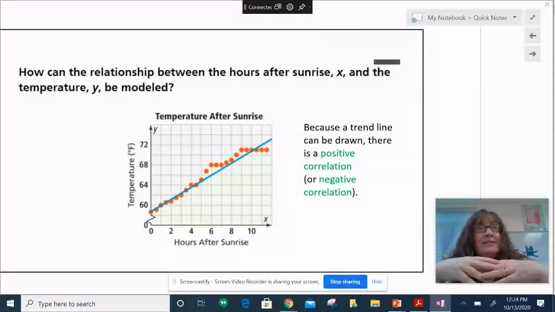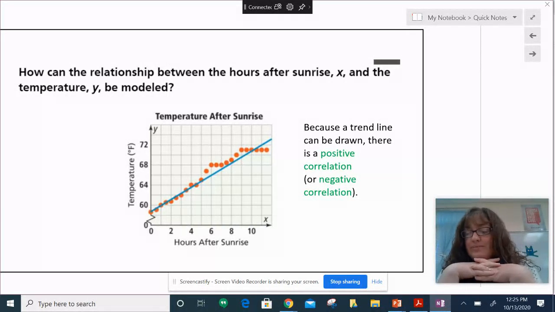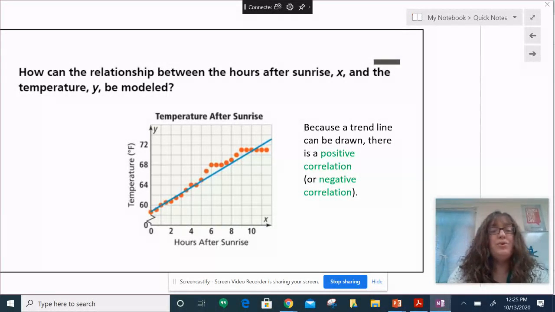Because this data does look like it follows a positive slope, we would say that there's a correlation between this data. Not necessarily that one piece causes the other to happen, although sometimes that's true, but there is definitely a correlation between those two pieces of information. The dots are the actual temperatures. So what this is saying is 2 hours after sunrise, the temperature was exactly 61 degrees.